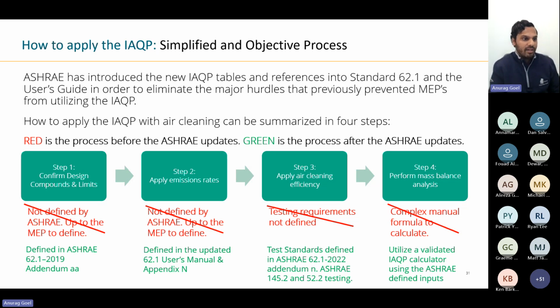in 62.1 2022. And then the last step is to plug the inputs from steps 1, 2, and 3 into an IAQP calculator, and that calculator is also published by ASHRAE. Previously, the calculator did not exist for designers. It was a manual calculation. So in the next 4 slides, I'll go through each of these steps in a bit more detail.